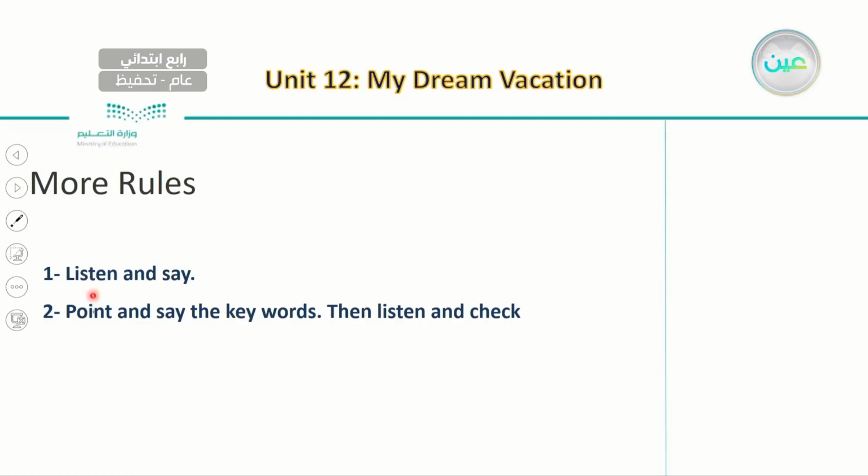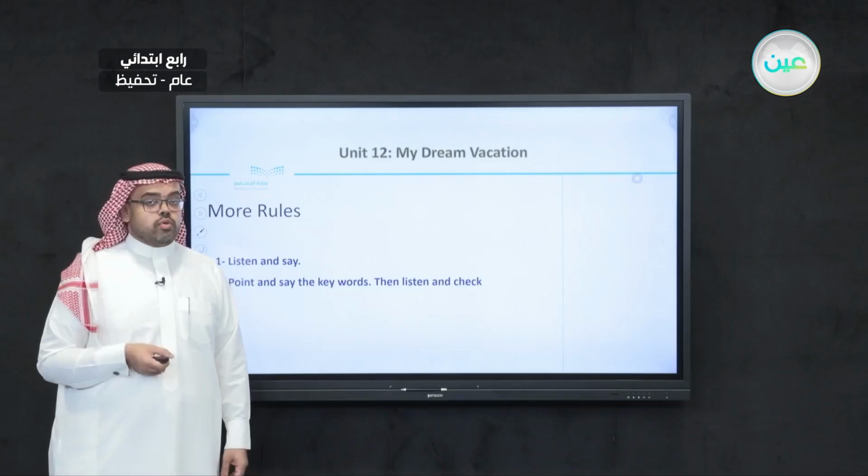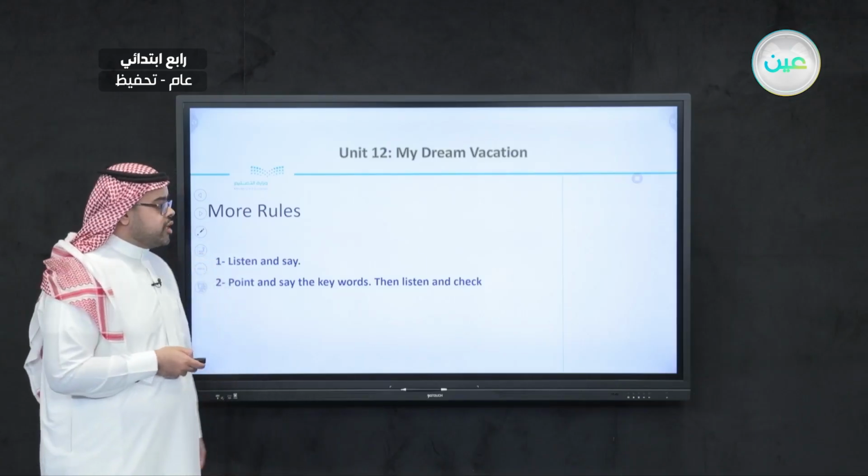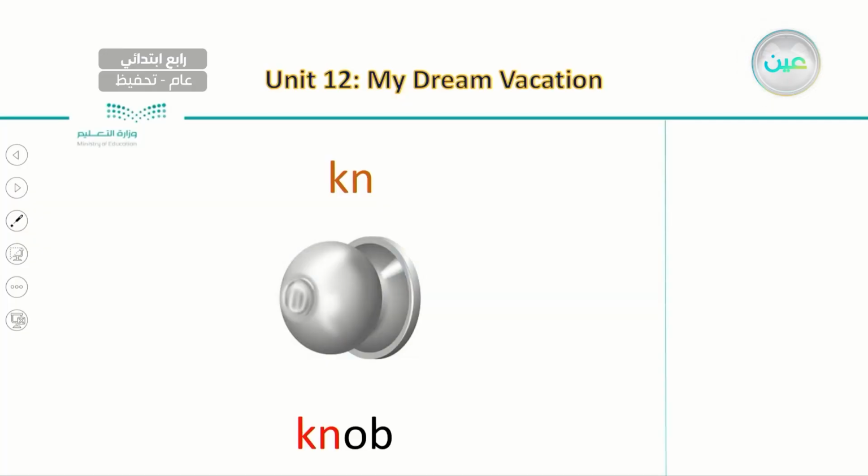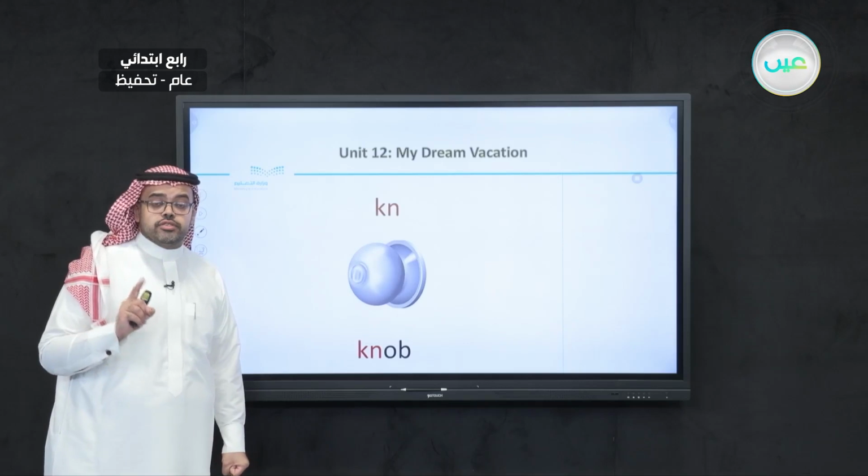So here, what I would like you to do is to listen to me and say the words, and after this to point and say the key words, the words that we did highlight, and then listen again and check all of these words. So this is what we are going to do today. Now let's start with the first blend, which is K and N.